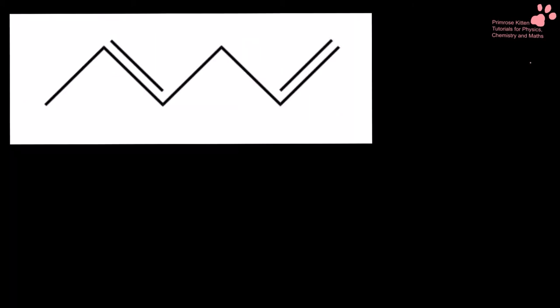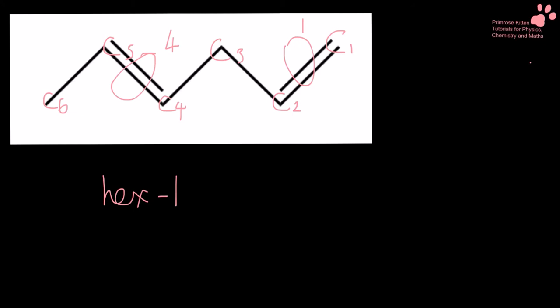Name this one. Here we have carbon, carbon, carbon, carbon, carbon, carbon. And if we want to have our functional groups with the lowest numbers possible, we need to start numbering from here. 1, 2, 3, 4, 5, 6. That is a functional group on 1, and that is a functional group on 4. So this is hex-1,4-diene. Oops, that should be a dash.